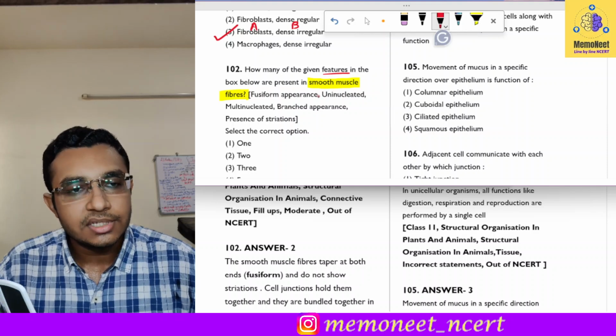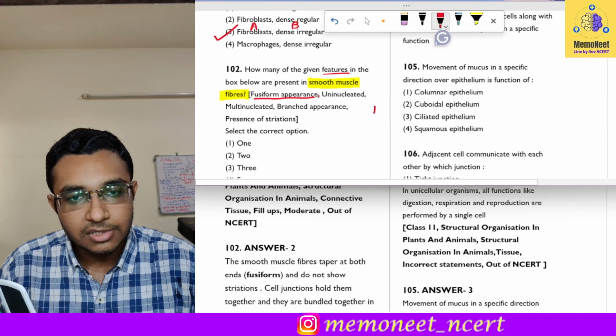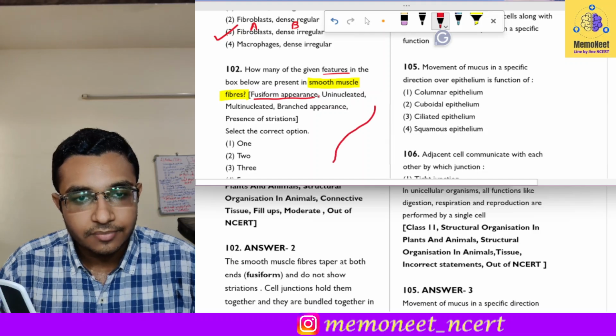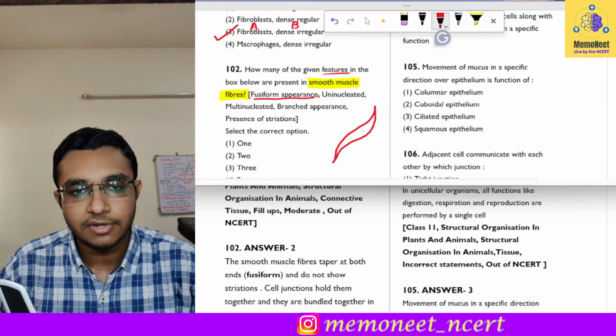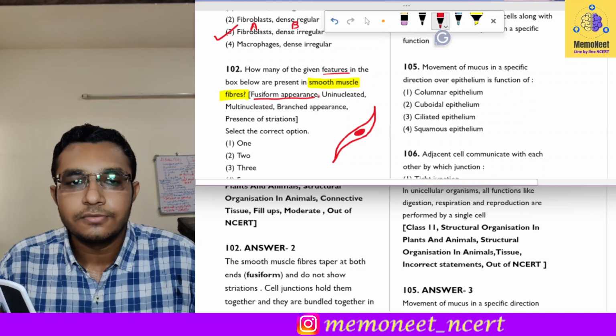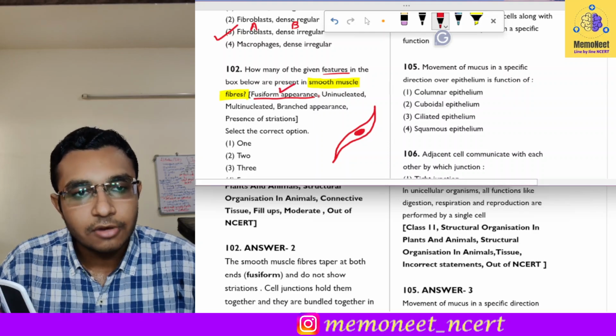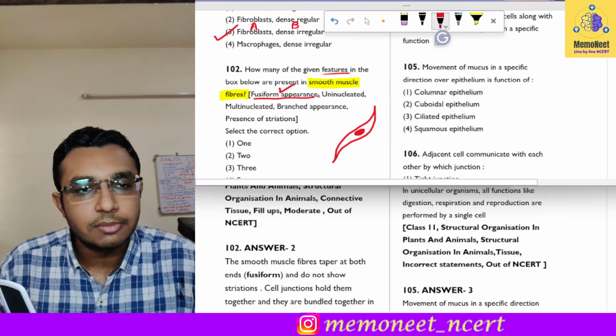First of all, it is given fusiform appearance. Now as we have seen the structure of smooth muscle fiber, it is like this, right? It is fusiform in structure. So this is the smooth muscle fiber and this is the nucleus in it. So this is the structure of smooth muscle fiber and it does have fusiform appearance. Its shape is fusiform. So this will be the correct one.